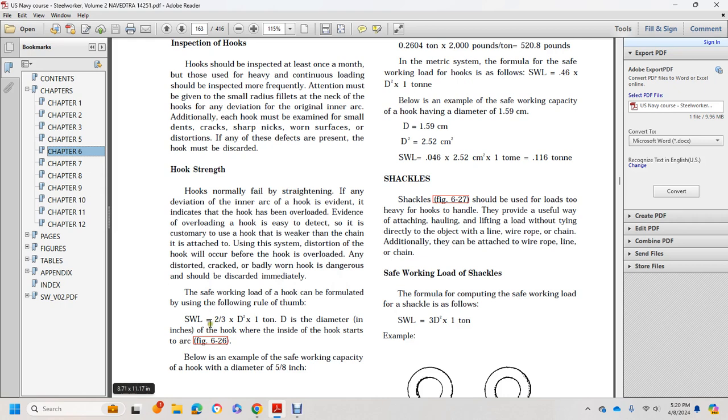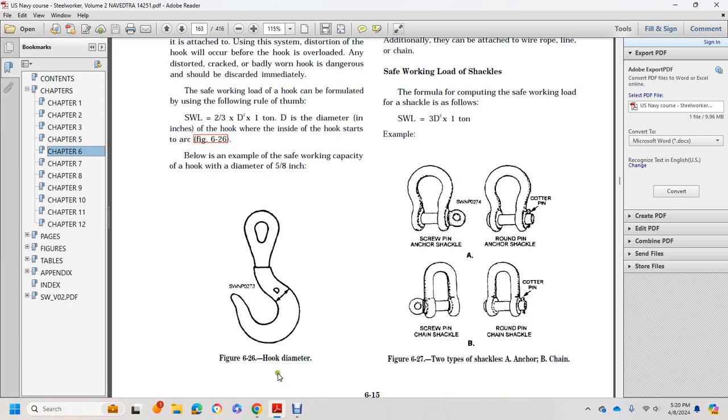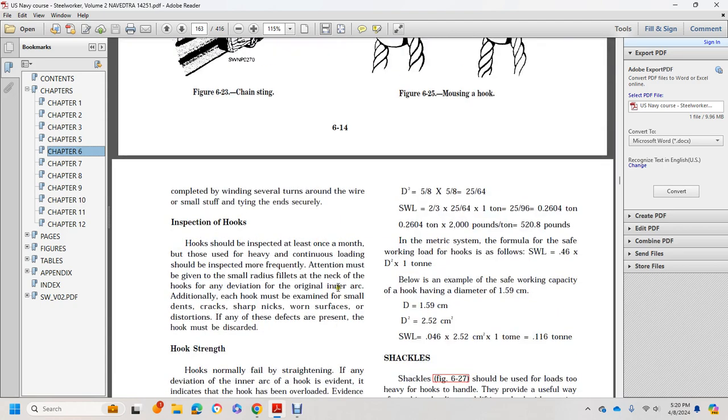The safe working load of a hook is formulated by the following rule of thumb: safe working load equals 2/3 times the diameter squared times 1 ton, with the diameter in inches measured at the inside of the hook where the arc starts. Figure 626 below is an example: find the safe working capacity of a hook with a diameter of 5/8 of an inch. The diameter squared is 5/8 times 5/8, which is 25/64. Safe working load equals 2/3 times 25/64 times 1 ton, which is 0.26 ton. 0.26 tons times 2,000 pounds per ton is 520 pounds.